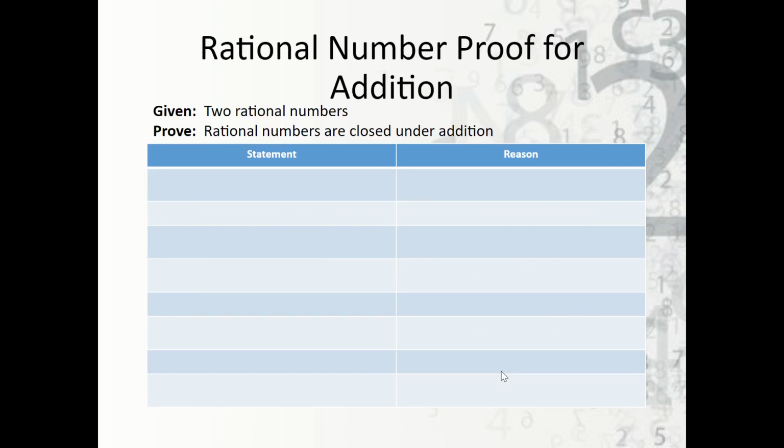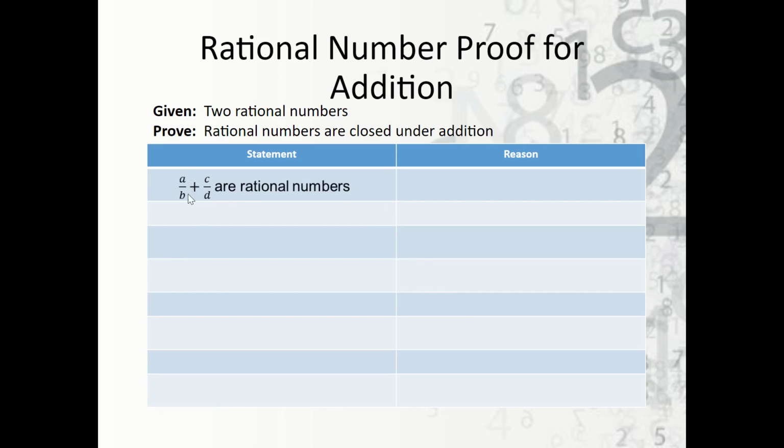So we're going to actually do this proof now. We're given two rational numbers, and we're expected to prove that rational numbers are closed under addition. So this should always be how it starts: a over b plus c over d are rational numbers. It should always start that way. Now, the operation may change.